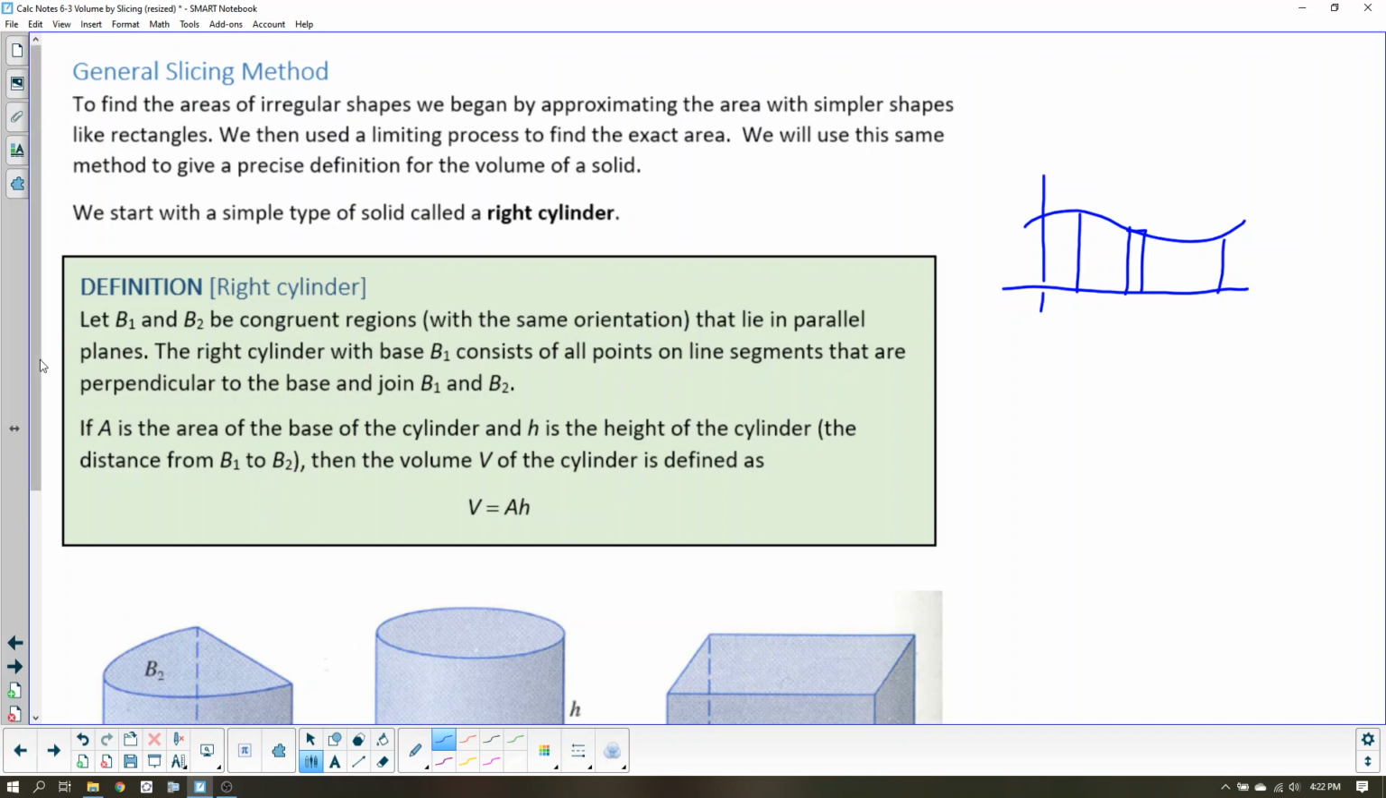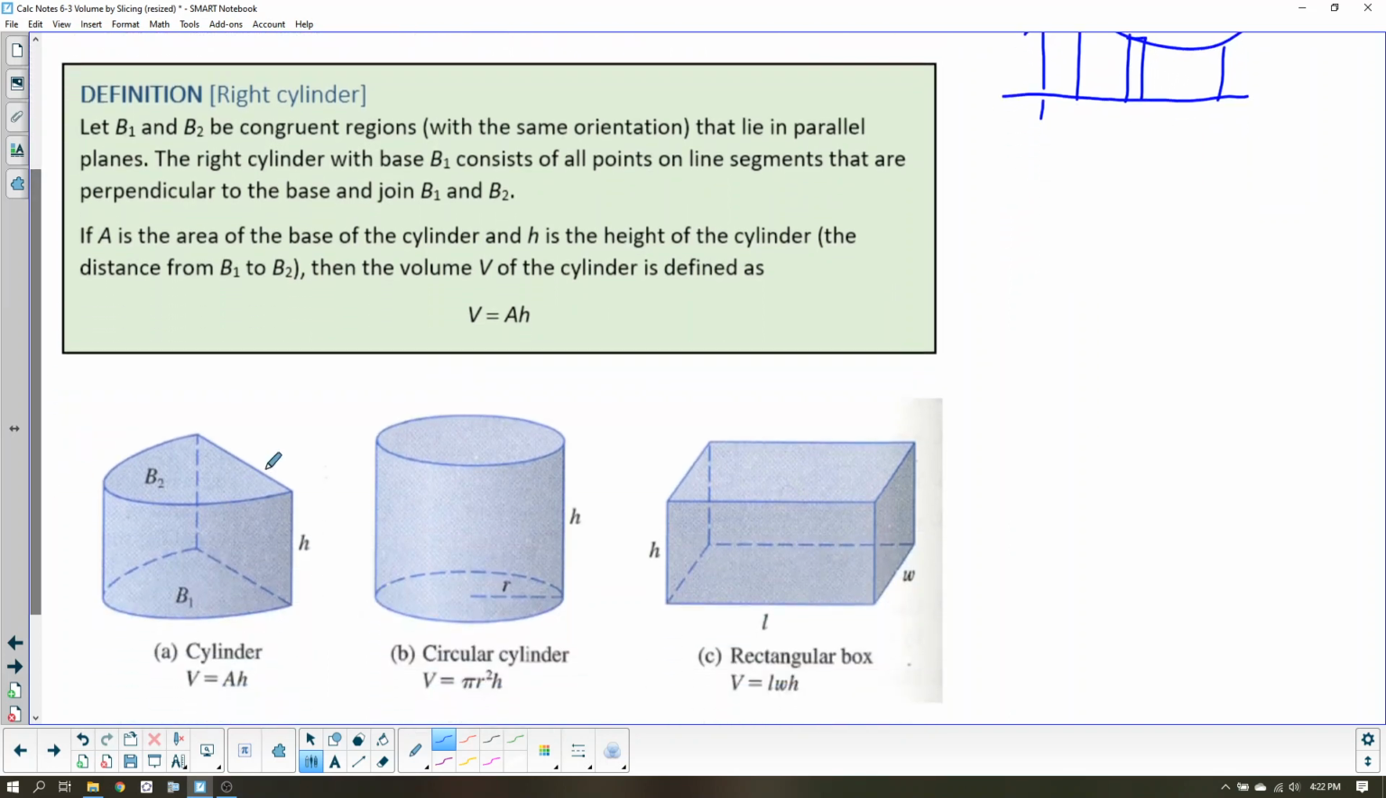Now, when you think of a right cylinder, you probably think of this picture right here. This is actually just one type of right cylinder. This is a right circular cylinder. But the actual definition of a cylinder is much more general than this, and that's what is included here.